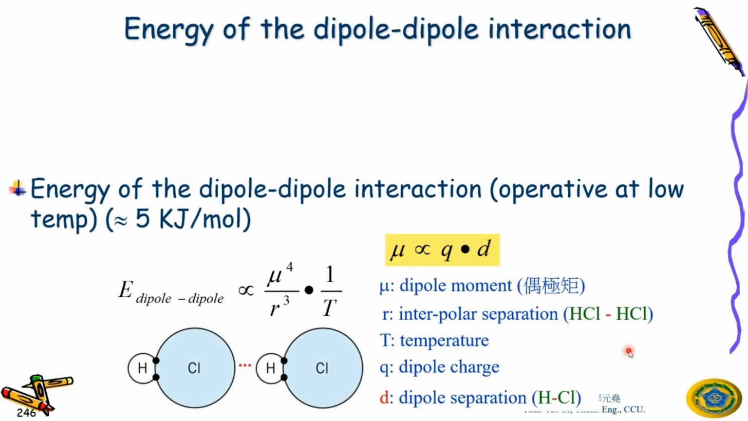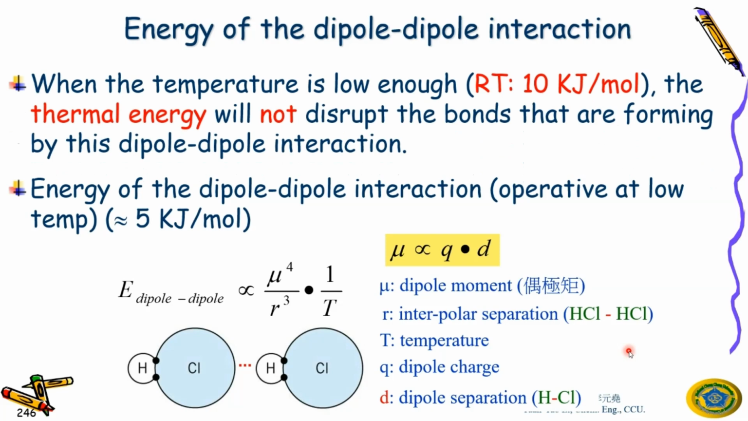Again, I don't want you to remember this equation, but I want you to know the concepts. So when the temperature is very, very low, the thermal energy will not disrupt the bonds, and they are formed by the dipole interaction. So with low thermal energy, you can see the bonding, and you can make it become liquid or solid, right?